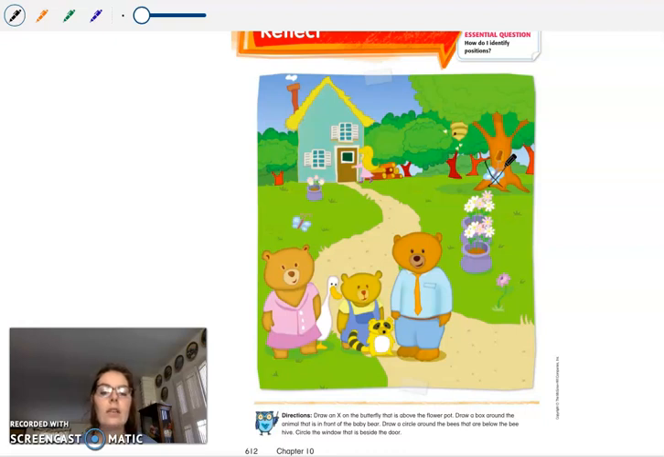Okay, we're going to draw a box around the animal that is in front of the baby bear. Here's our baby bear. We're going to draw a box around the animal that's a raccoon. Okay, now we are going to draw a circle around the bees that are below the beehive. So here's our beehive. Here are our bees. We're going to draw a circle.